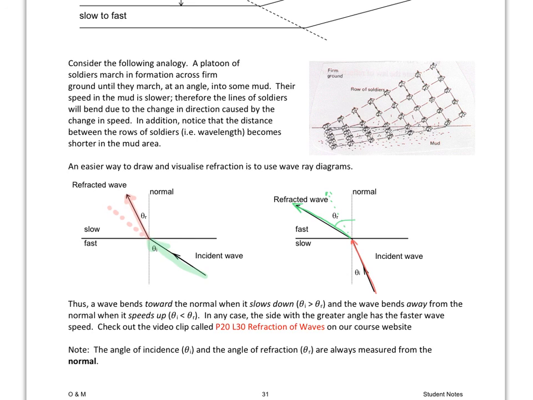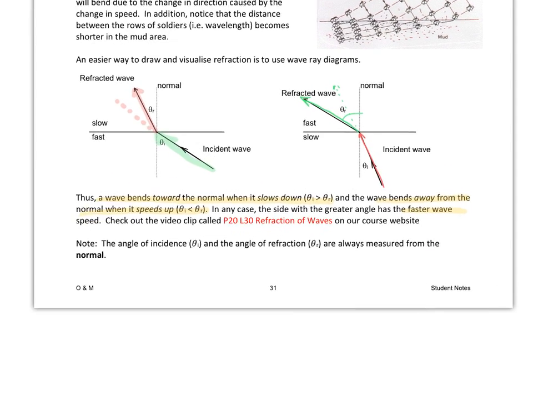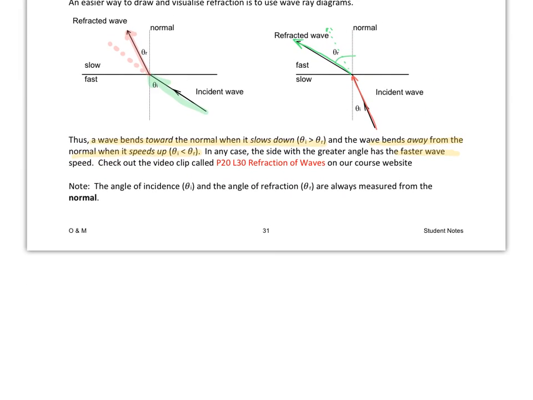So it says here, a wave bends towards the normal when it slows down, so our angle of incidence is greater than our angle of refraction, and the wave bends away from the normal when it speeds up. In any case, the side with the greater angle has the faster wave. So check out the video here. I think that's helpful. I think these videos do a good job of explaining a lot of this and showing examples of it. So again, the angle of incidence and the angle of refraction are always measured from the normal.